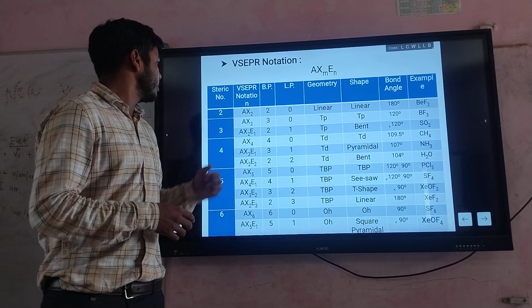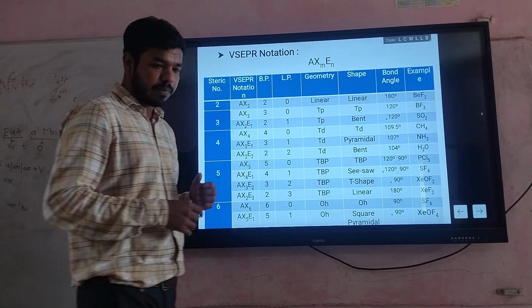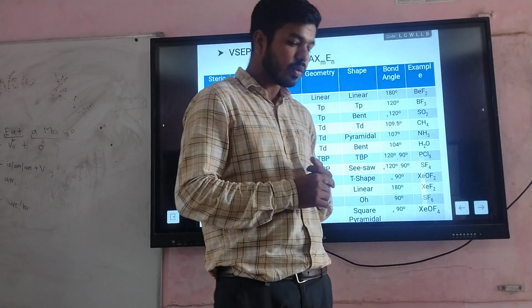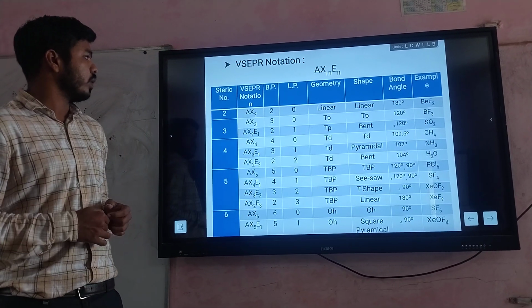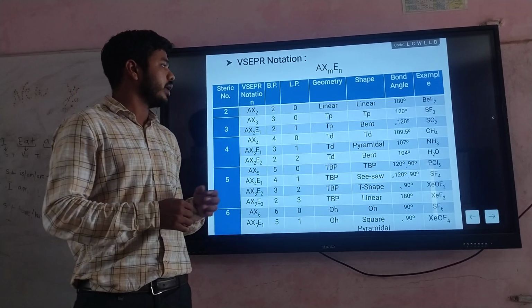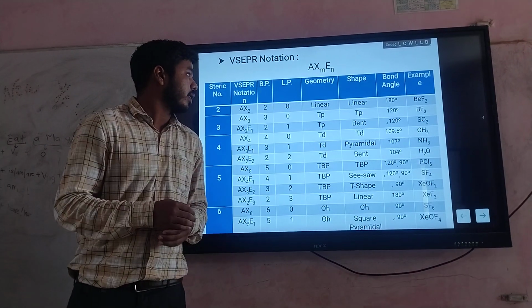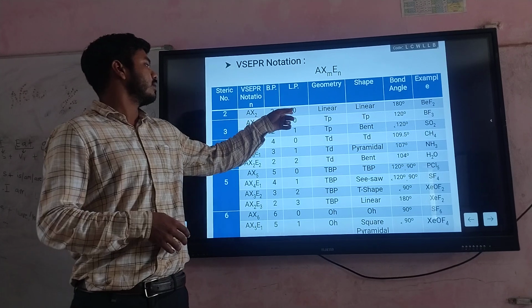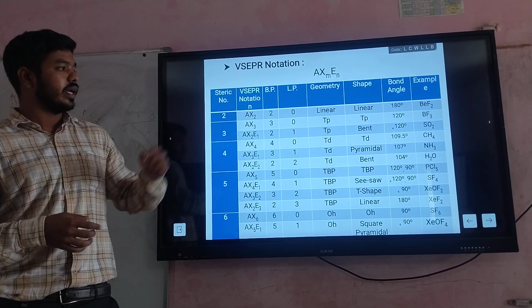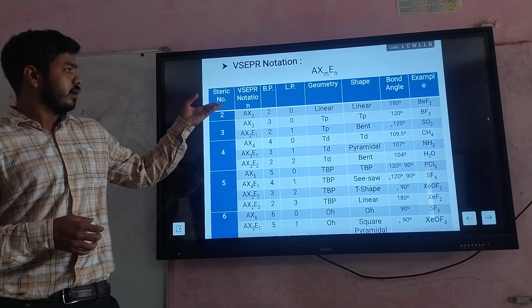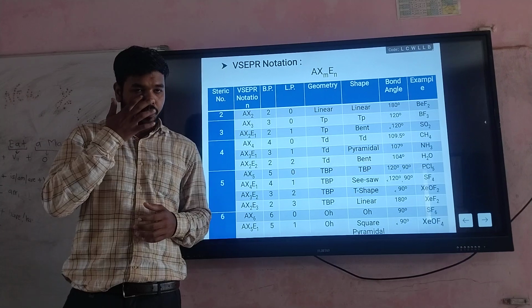If the steric number is 2, then we use the VSEPR notation AX2, meaning in this molecule the bond pairs are 2 and the lone pairs are 0. So the geometry of the molecule is linear, and the shape of the molecule is also linear, because there is no lone pair present in this molecule. The bond angle is 180 degrees in linear geometry, and a very good example is BeF2.